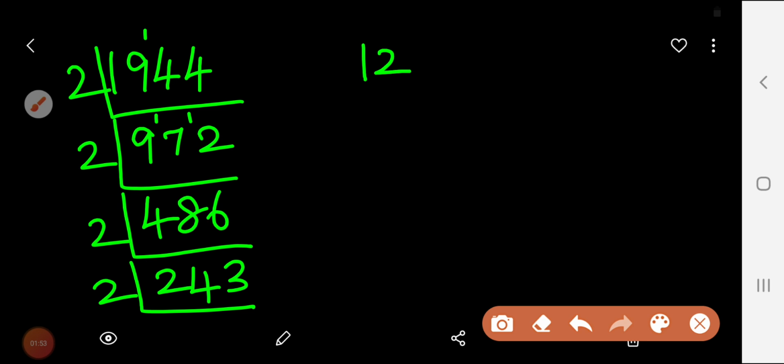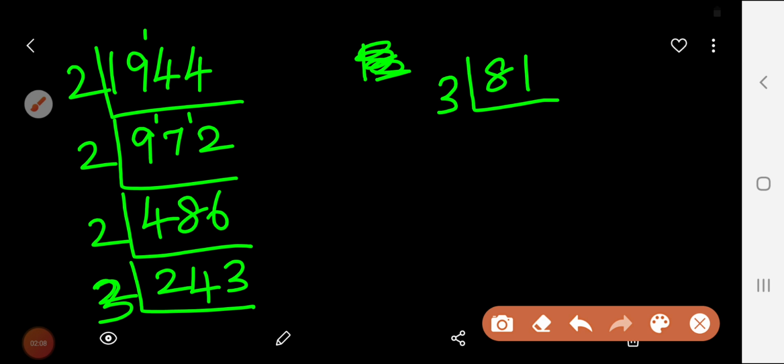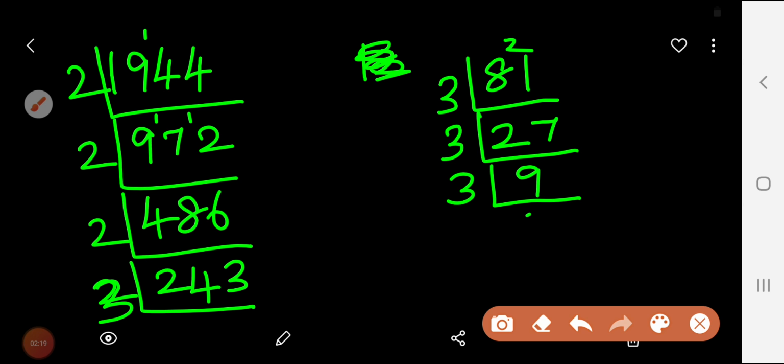We should not divide by 2 now, so we have to take 3. Now what can we write? We will get 8 2s are 24, 1 3 is 3. 8 3s are 24 and 1 3 is 3. Again we can divide by 3. We will get 2 3s are 6, remaining 2. 7 3s are 21. Again we can divide by 3. 9 3s are 27. Again we can divide by 3. 3 3s are 3. Again we can divide by 3. 1 3 is 3. Now what do we have to do?